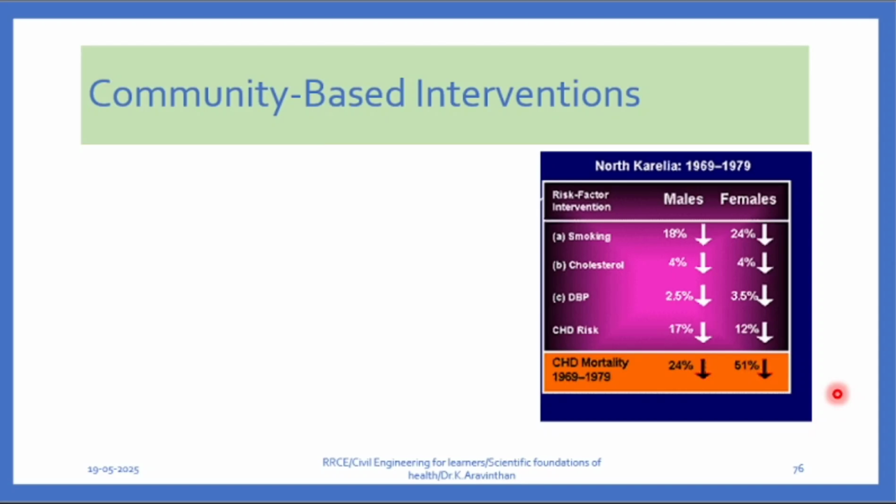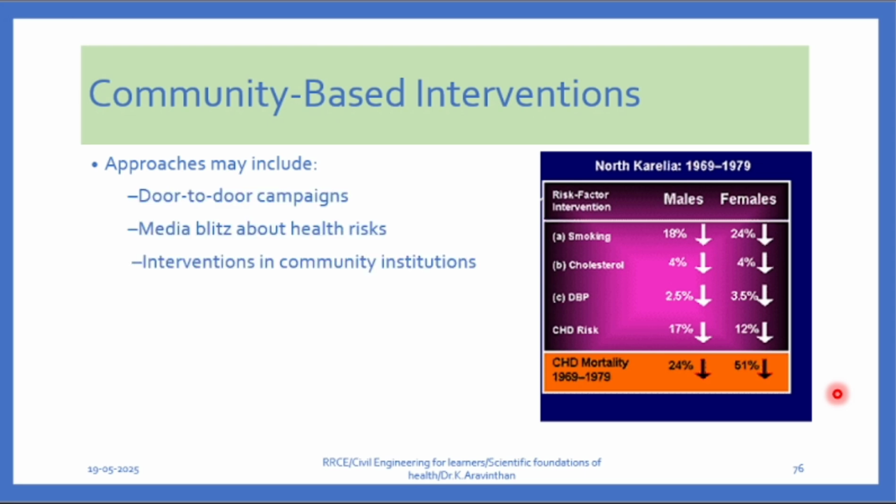Next thing, community based intervention. In North Carolina, they have done this social engineering. They have reduced smoking by 18% for males, and also cholesterol, BP, CHD, cardiovascular disease. So these things they have reduced only by making this social engineering. Door to door campaign, media blitz. That means providing information in media, television, etc.